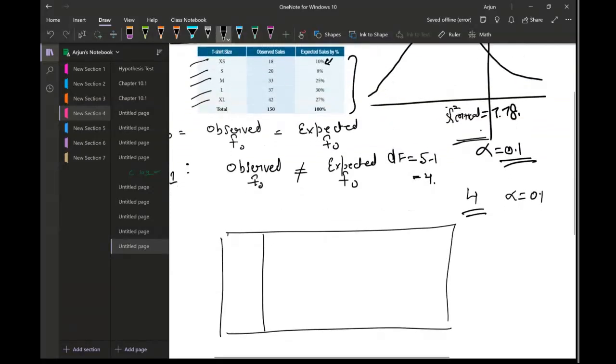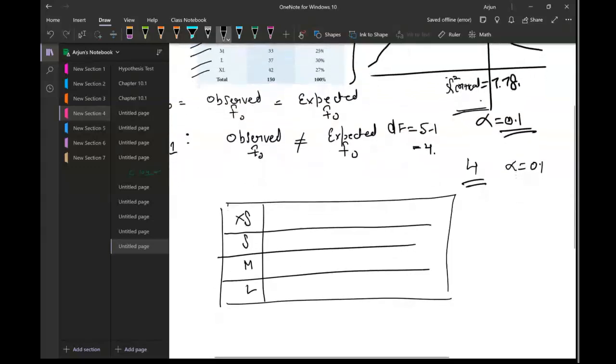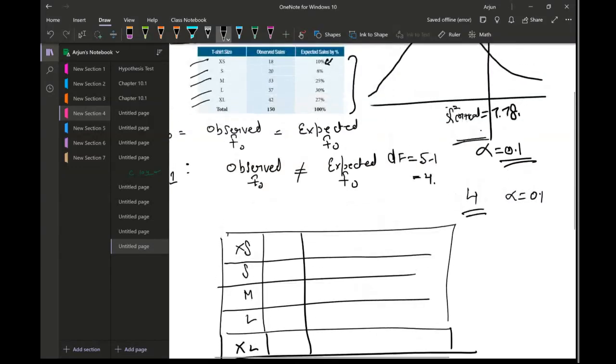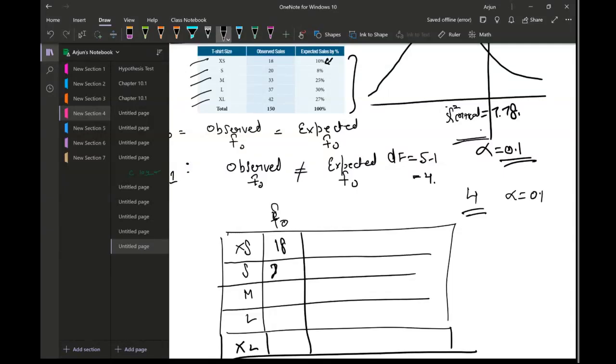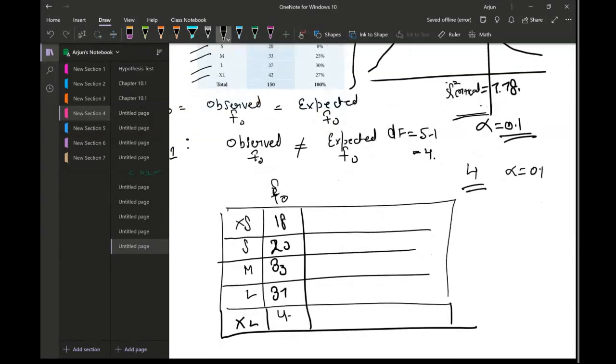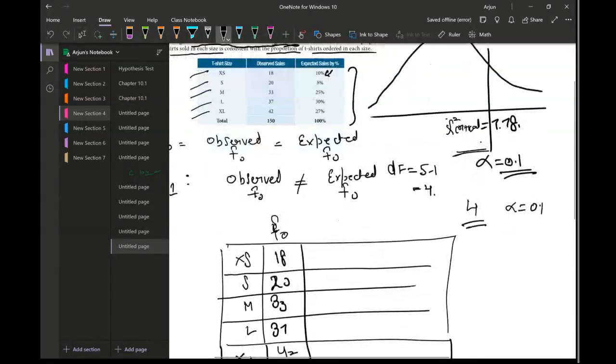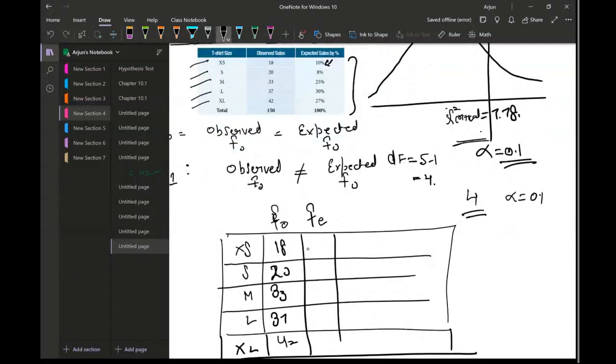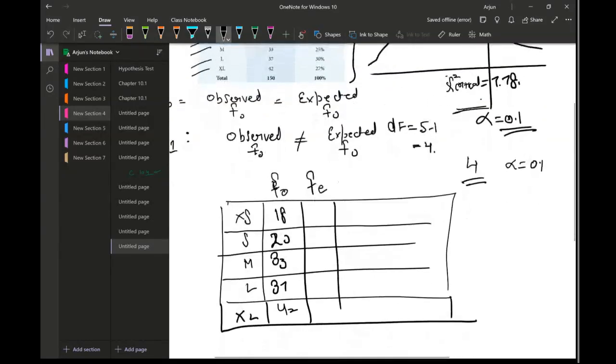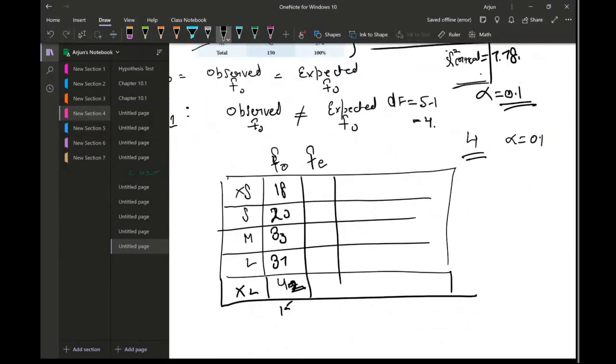So which are the different t-shirt sizes? XS, the second one is S, third one is medium, fourth one is large, fifth one is XL. So these are the 5 categories, and the number of t-shirts sold, that is the observed value, is 18, 20, 33, 37, 42. And then expected is given to you. The specific frequency is given as a percentage of the total. Total is 150, because if you add all these values, they come to 150.